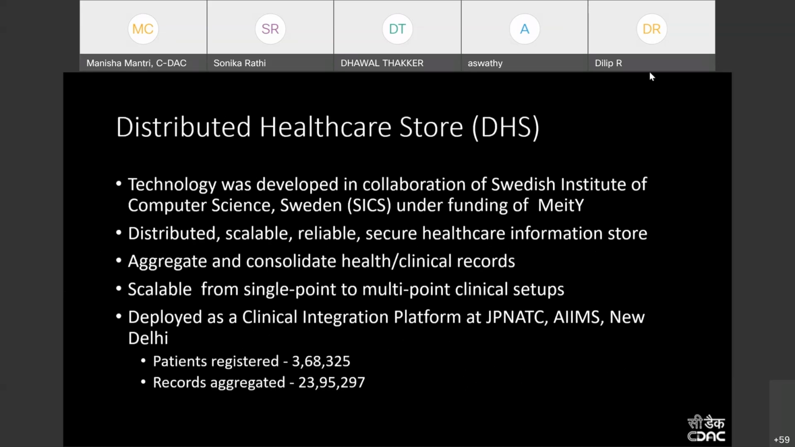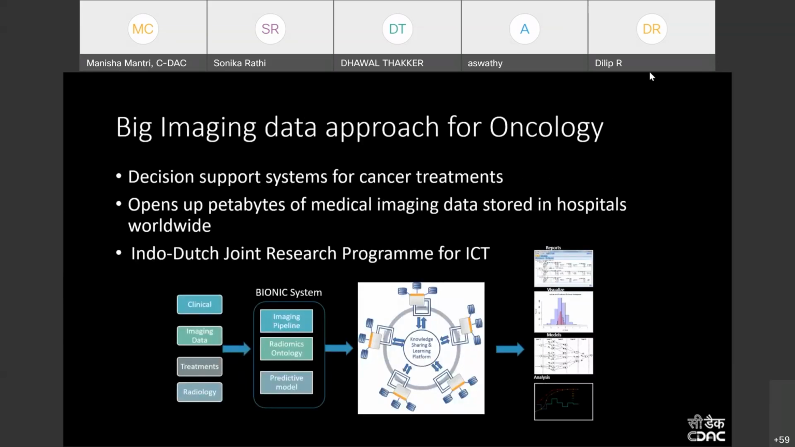One of the products that we developed is the distributed healthcare store. It's a technology developed in collaboration with the Swedish Institute of Computer Science and funded by the Ministry of IT, where we developed a distributed scalable healthcare information store that collects all the data from disparate systems within the hospital. And the software was deployed in JPNATC Trauma Center, AIIMS, New Delhi, where we were able to collate around 3 lakh patients' data with around 23 lakh health records, so that now we are working on this data and seeing how we can get some insights from it. The second work that we are doing is a big imaging data approach for oncology.